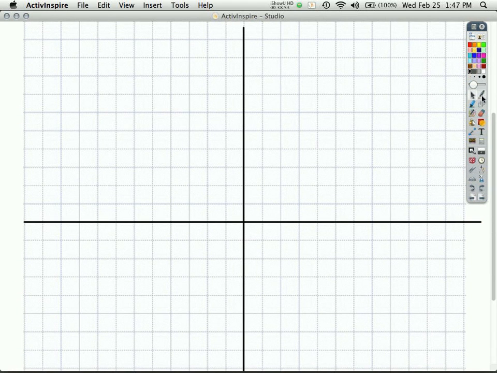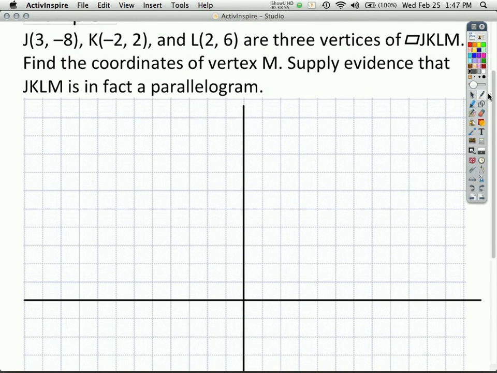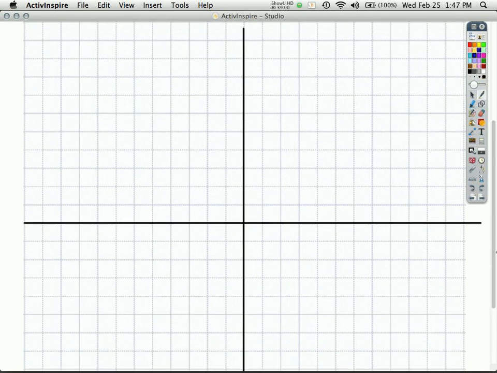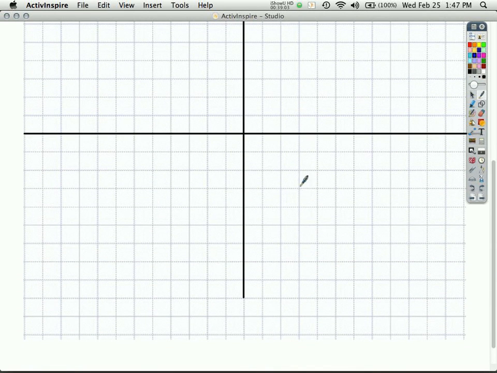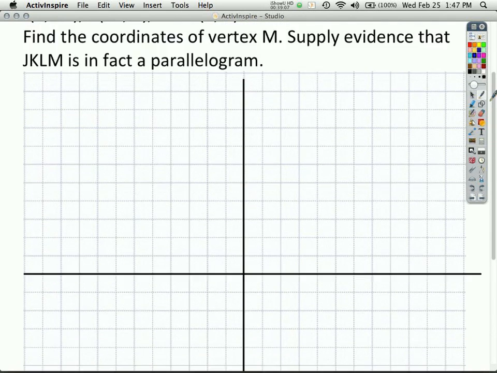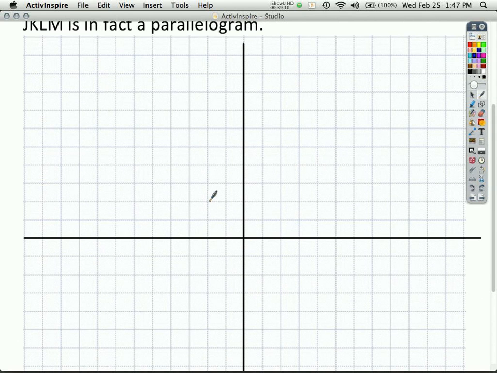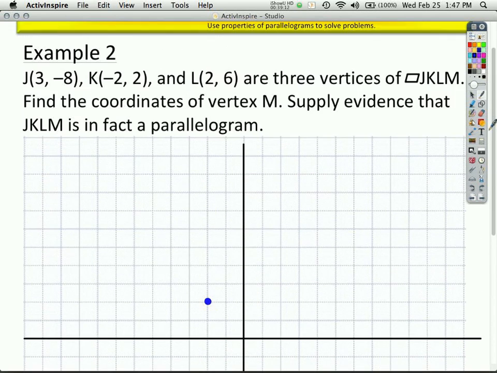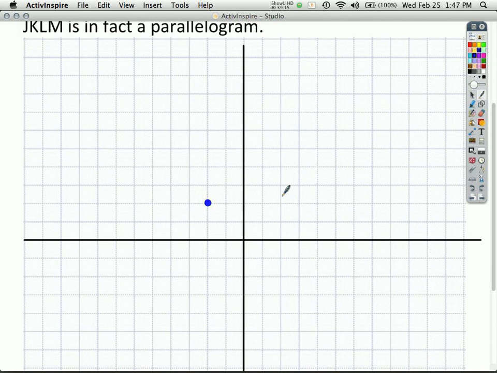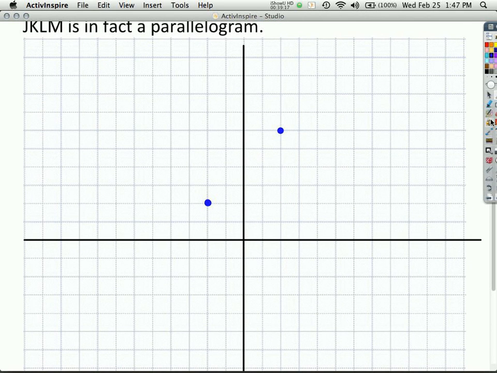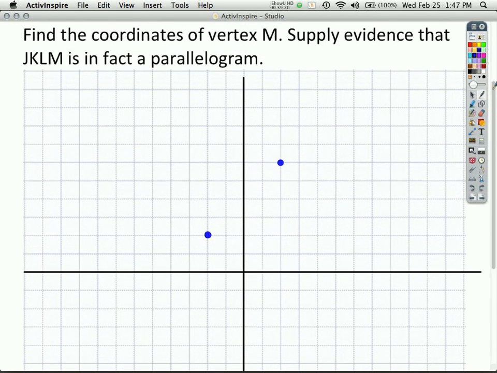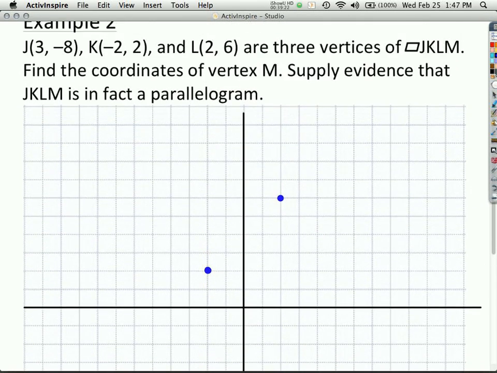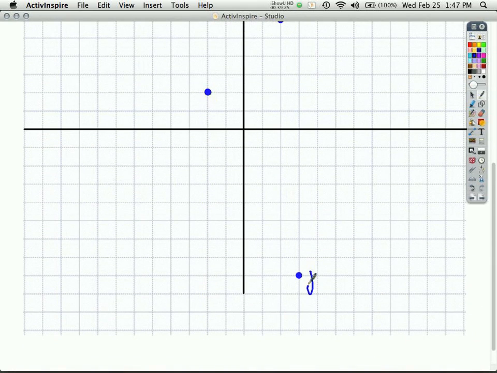And so we've got the three vertices. One is at 3, -8, so I'm going to have to go way down: 1, 2, 3, 4, 5, 6, 7, 8. And we've got -2, 2. And I apologize, 2, 6. And so we label them. We've got J, K, L. J, K, and that is L up there.